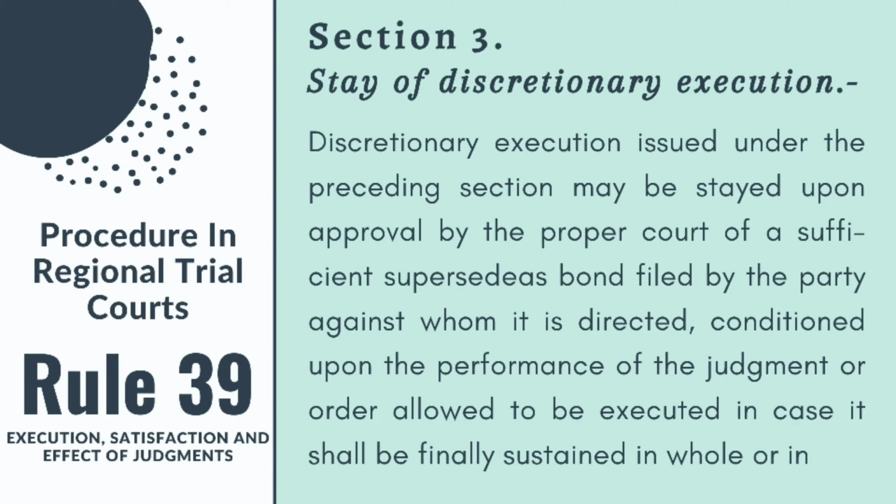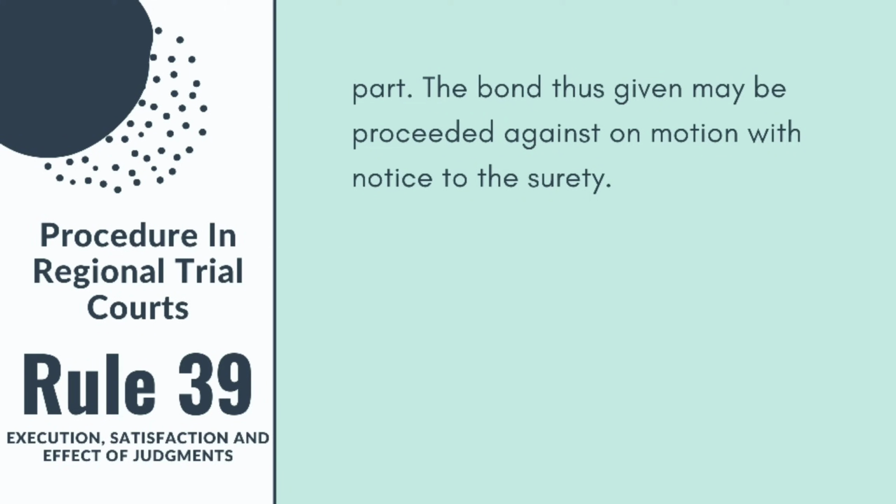Section 3. Stay of discretionary execution. Discretionary execution issued under the preceding section may be stayed upon approval by the proper court of a sufficient supersedeas bond, filed by the party against whom it is directed, conditioned upon the performance of the judgment or order, allowed to be executed in case it shall be finally sustained in whole or in part. The bond thus given may be proceeded against on motion, with notice to the surety.